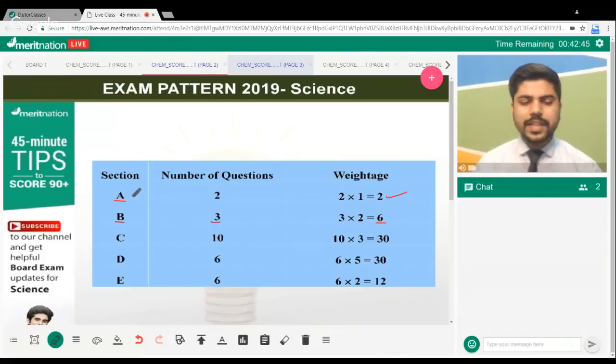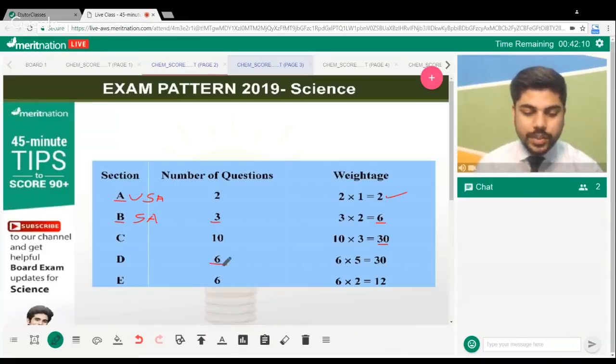So we can say that section A will be very short answers, right? So we can just write VSA here. Section B is again SA type, that is short answer type. Section C will comprise 10 questions with 3 marks each, so section C will have 30 marks weightage. Section D will have 6 questions carrying 5 marks.